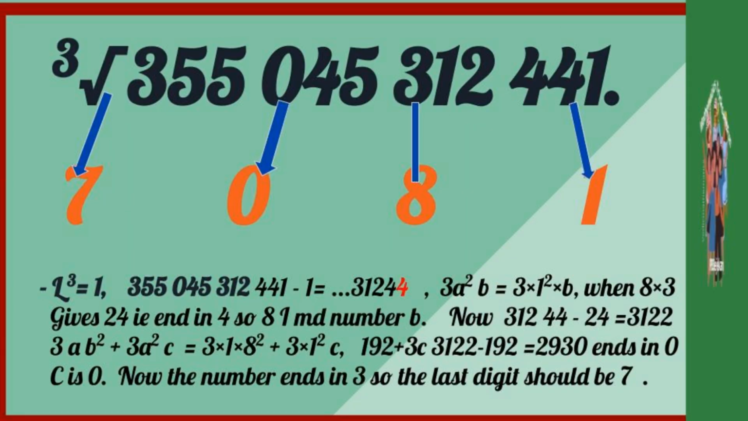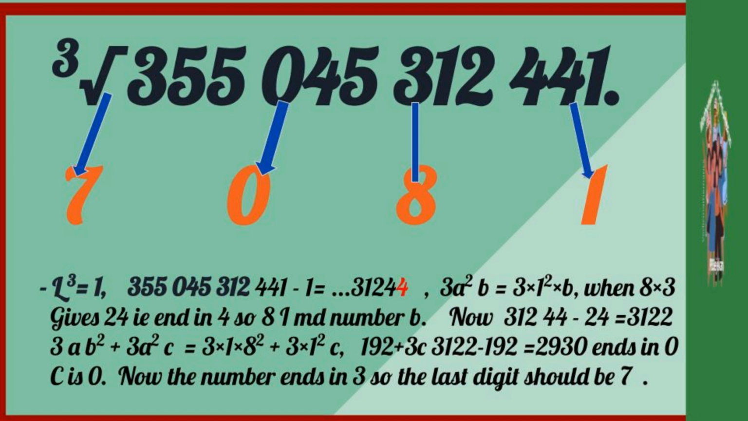This is a 12-digit number, 355045312. We can group it into 4 groups of 3 digits each. We get the first digit from the cube of a digit which is lesser than 355. 7, cube of 7 is 343. So the first digit is 7. The last digit we have to find. The group ends in 1. So naturally, the last digit is 1.